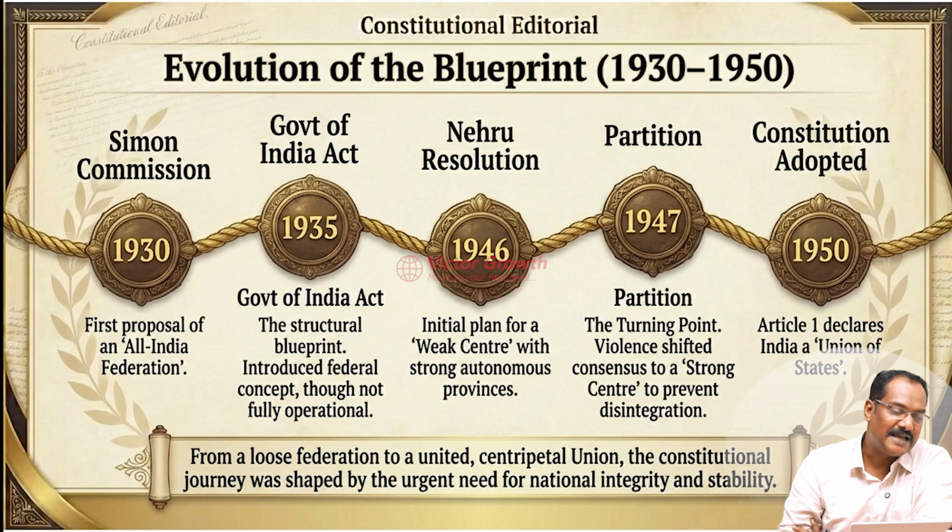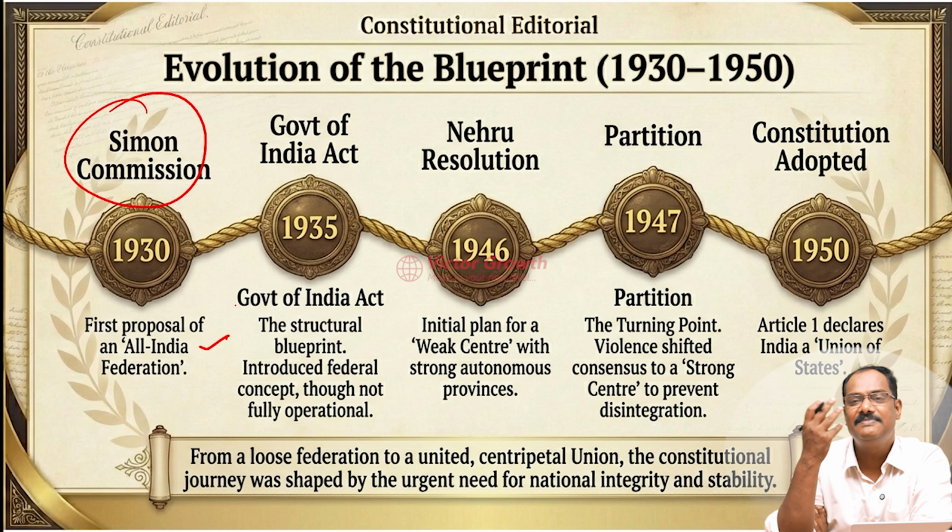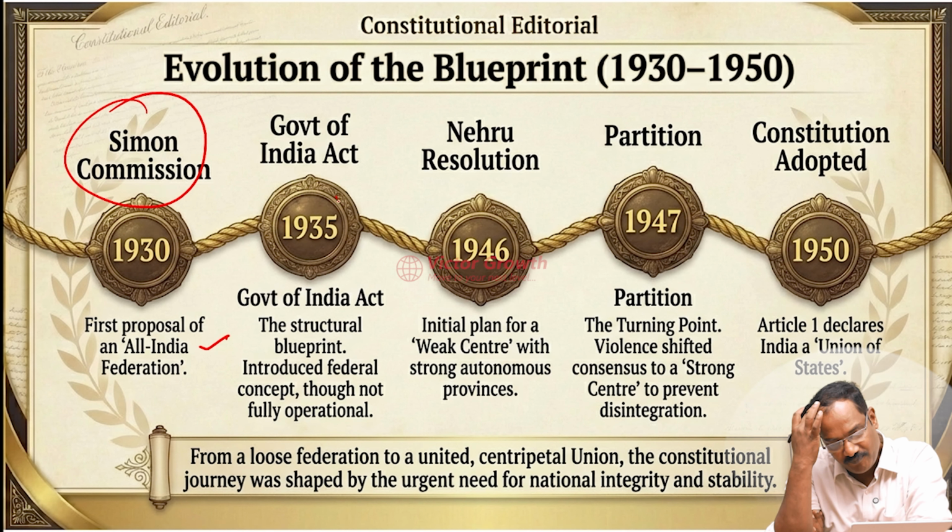Now look at this Simon Commission. When they submitted the report, that time they said that All India Federation, Government of India Act 1935 also brought forth a federal constitution. See, federalism is needed for India because it is a very large country, 7th largest in the world, also a very diverse country. So we cannot have a unitary country, because some people have different languages, different cultures. They will not understand the other people's culture or language. So federalism is needed.